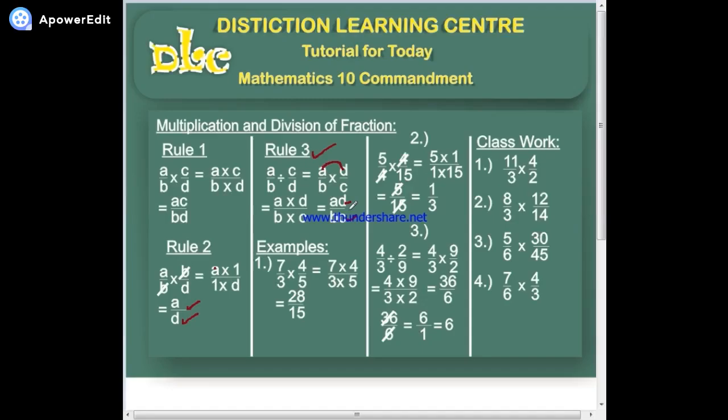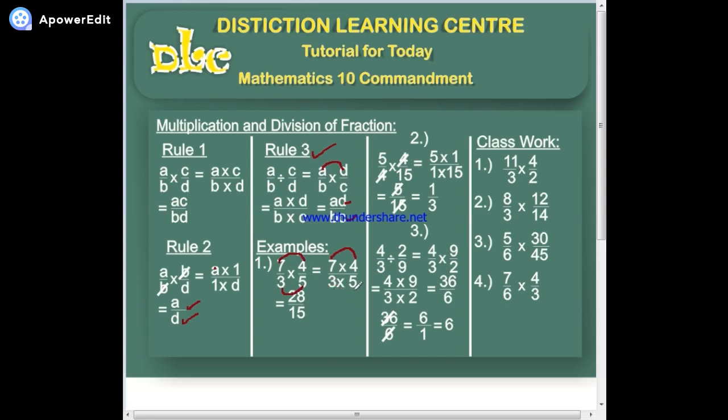Example 1 says 7 over 3 times 4 over 5. How are you going to do it? We are going to make use of rule 1. Rule 1 says you multiply the numerator by the numerator, that is 7 times 4. So that is how we arrive at this. Then you also multiply the denominator by the denominator, that is 3 times 5. So that is how we arrive at this.